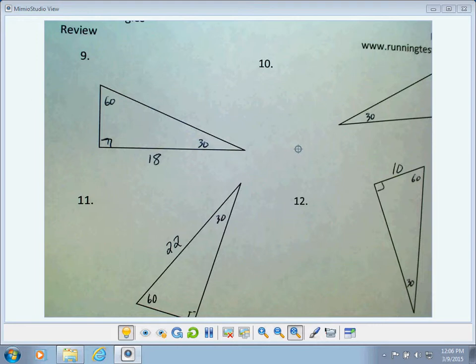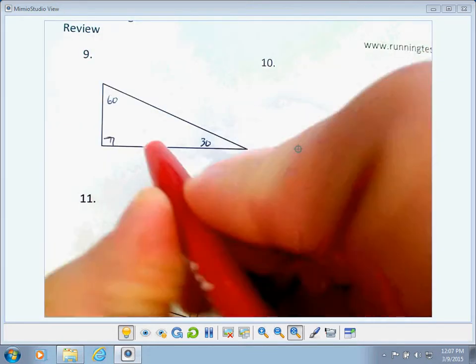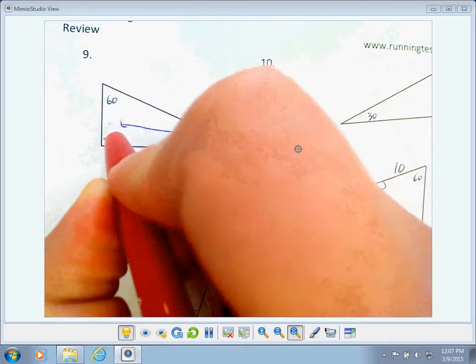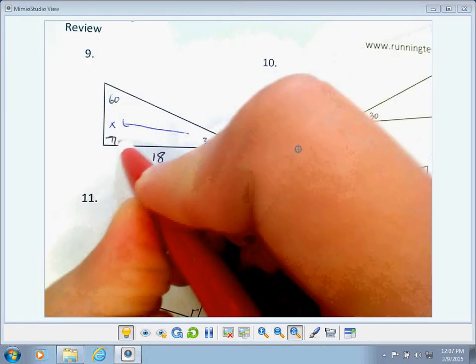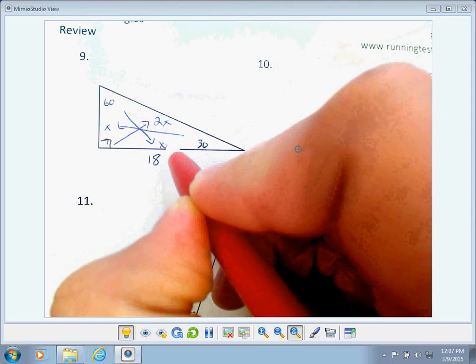Second page of the special triangles review. Alright, for number 9, it shows that we have a 30, 60, 90 triangle. So the way I would start out is just writing the pattern once again. We know the side opposite of the 30 is x, the side opposite of the 90 is 2x, and the side opposite of the 60 is x square root of 3.